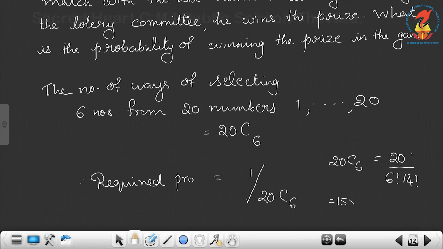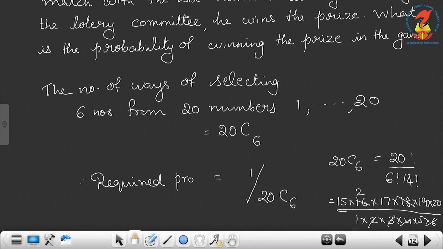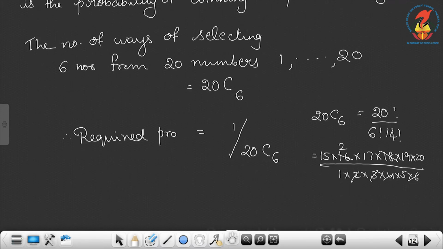So that is 15 into 16 into 17 into 18 into 19 into 20, by 6 factorial, 1 into 2 into 3 into 4 into 5 into 6. 6 3s are 18, 18 cancels. 4 into 2, 16, 2. Then you have to multiply. Okay, so multiply and write the answer.